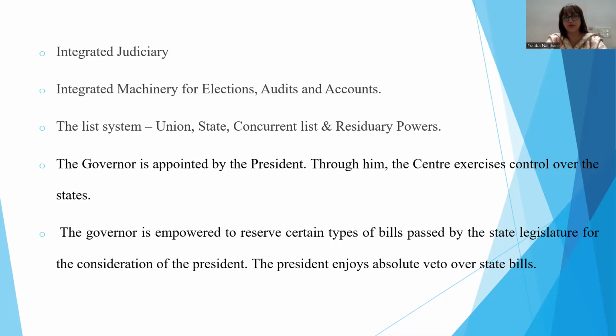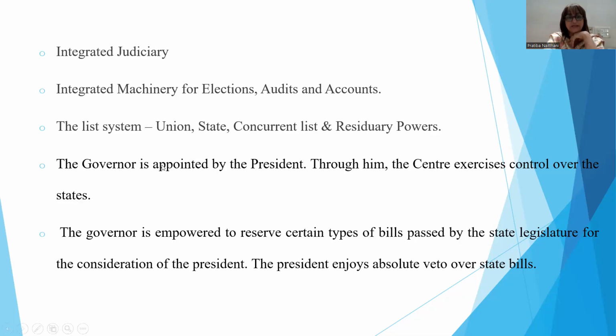And what happens? The outcome is that the center exercises control over the states through the governors, because the governor is not answerable to the states. Governor is superior, is a higher authority than the state government. The state government is under the authority of the governor, and this governor is under the authority of the president. Okay, and he's appointed, he's the choice, he's a selection of the central government. So that means indirectly also the center can control or try to control the state.